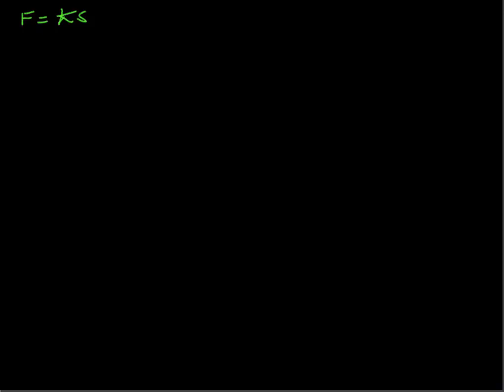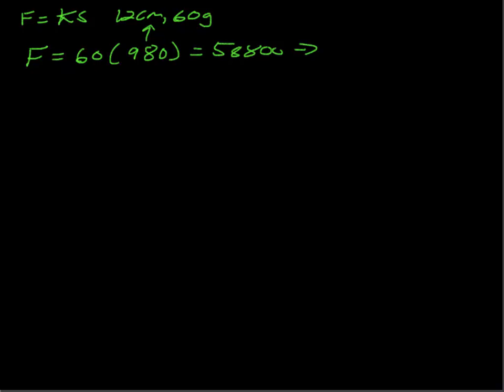The force is equal to the spring constant times the length of elongation. The length of elongation was 12 centimeters, and the object was given to you as a mass of 60 grams. So the force is going to be equal to 60 grams times the acceleration, which is 980, to keep it within centimeters per second squared, to keep the units right. And this was 58,800. Therefore, 58,800 divided by 12 is equal to 4,900, and that is equal to K.